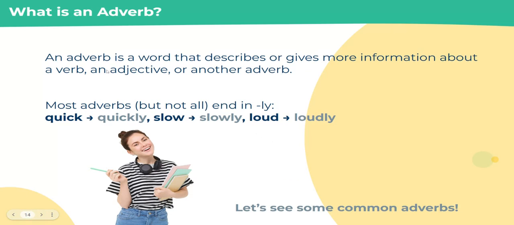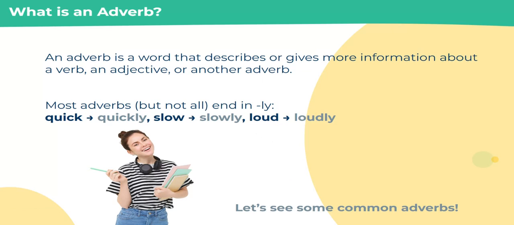Okay, well, let's have a look now at a summary of an adverb. So what is an adverb? An adverb is a word that describes or gives more information about a verb, an adjective, or another adverb. Most adverbs, but not all, end in ly. So quick becomes quickly, slow becomes slowly, and loud becomes loudly.